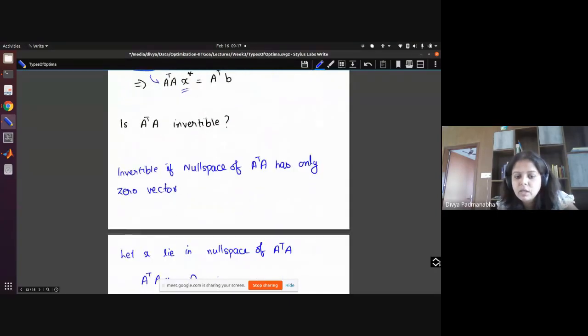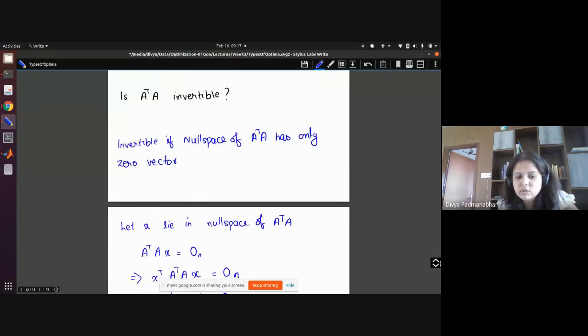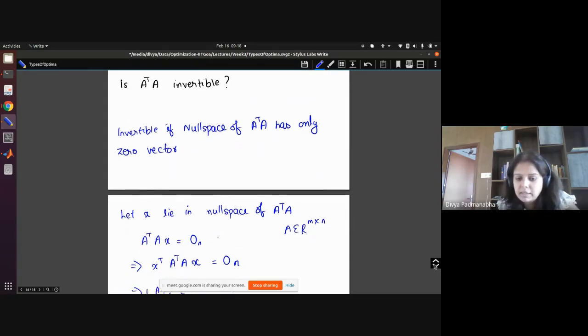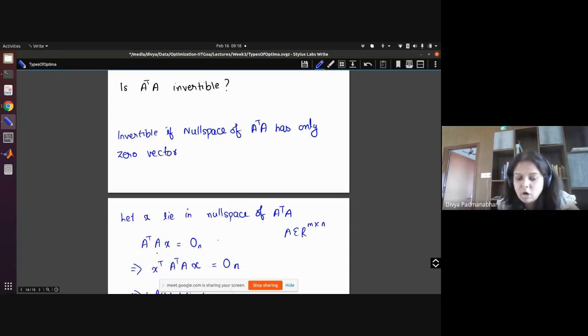So let's do this. Suppose x lies in the null space of A transpose A. What it just means is A transpose A times x is the zero vector. A is in R m cross n, so A transpose A is going to give you an n cross n matrix. So this product is going to give you the zero vector in n dimensions. This is a vector in n dimensions.